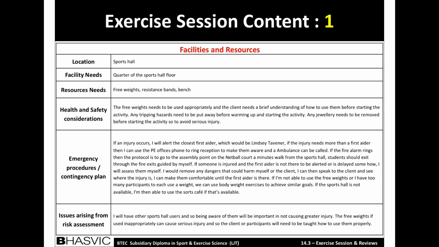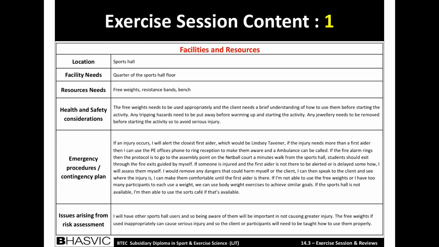Health considerations: the free weights need to be used appropriately and the clients need a brief understanding of how to use them before starting the activity. Any tripping hazards need to be put away before warming up and starting the activity. Any jewellery needs to be removed before starting the activity so as to avoid serious injury.